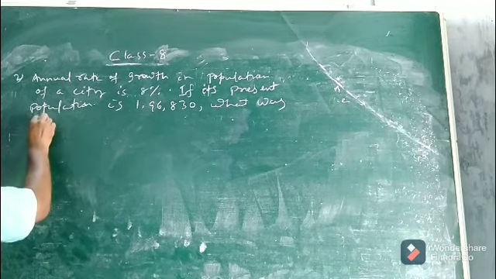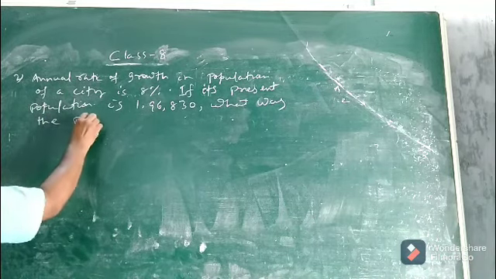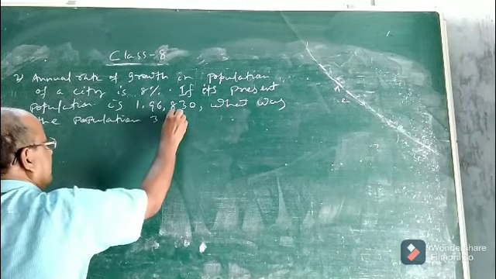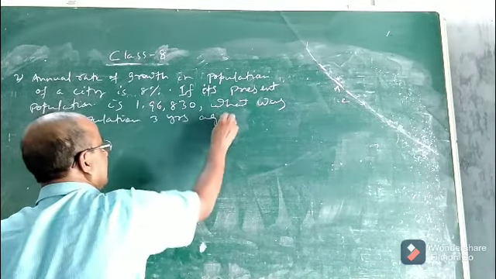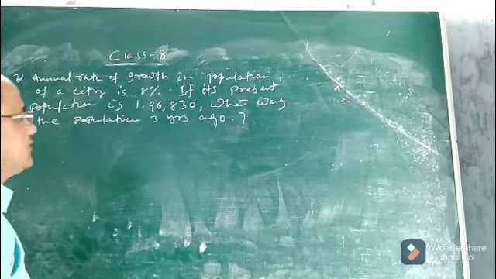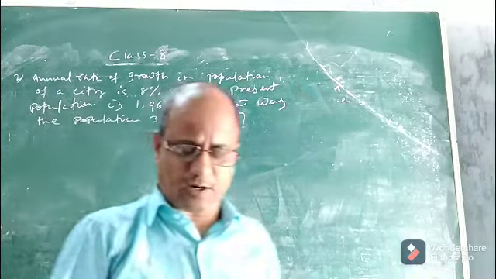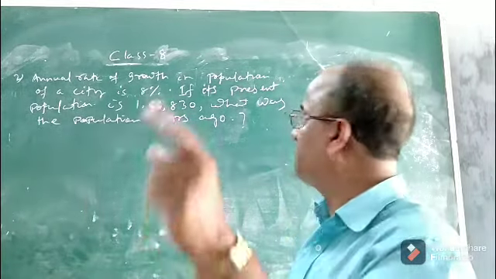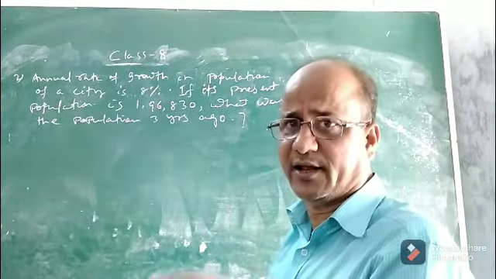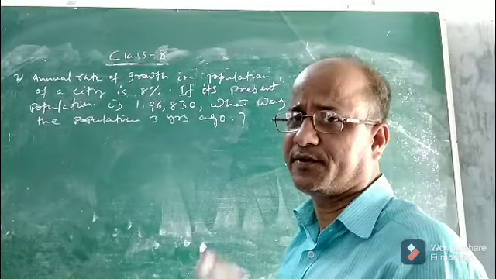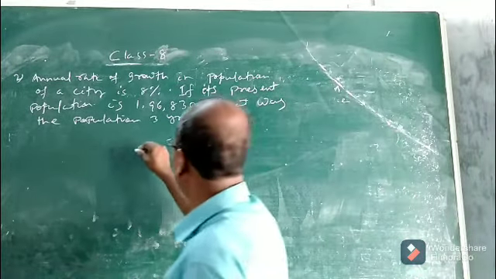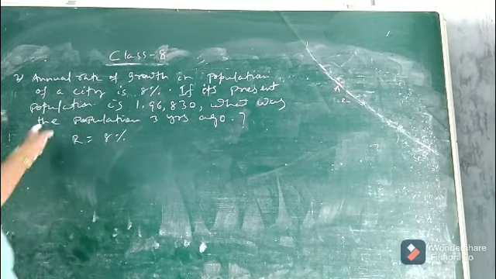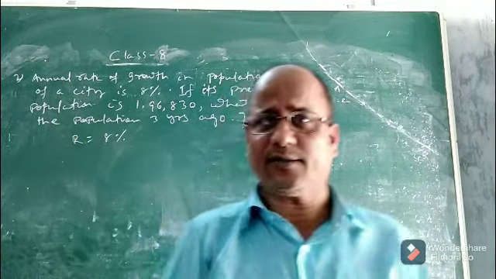What was the population 3 years ago? That means, what was the population of the city 3 years ago? Try to understand the question, children. The annual rate of growth in population of a city is given as R. That means you are given the value of R equal to 8%. Present population is also given.